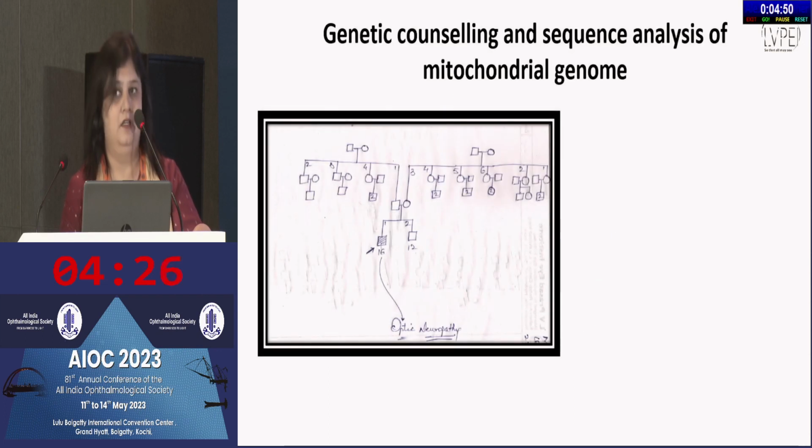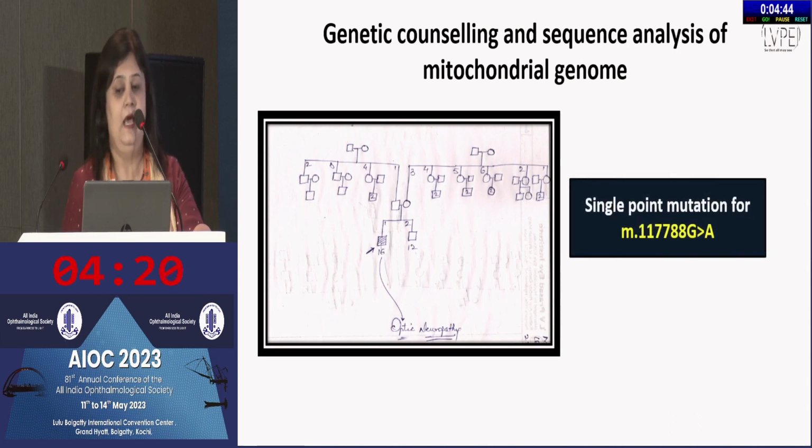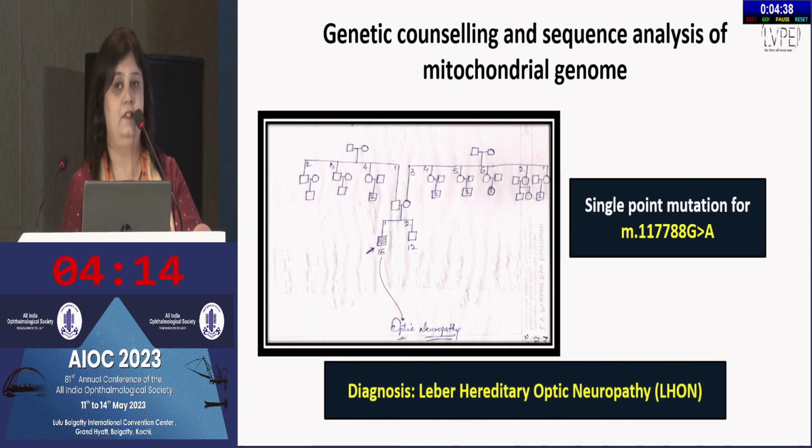Although his history was not contributory, he underwent genetic counseling and sequence analysis, and he had a single-point mutation, the 11778 mutation, which is confirmatory for Leber's hereditary optic neuropathy. So this patient was then started on idebenone, which is currently considered the treatment for LHON.